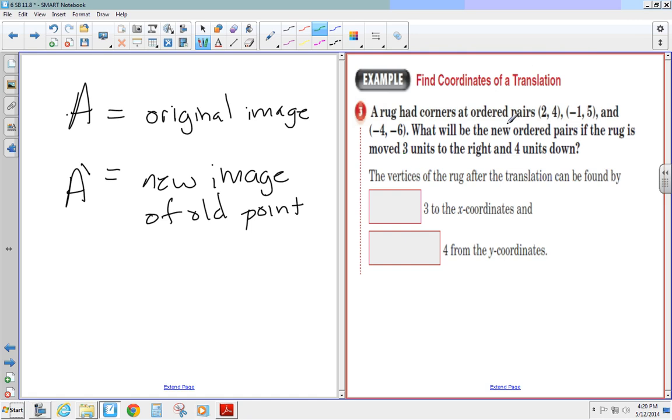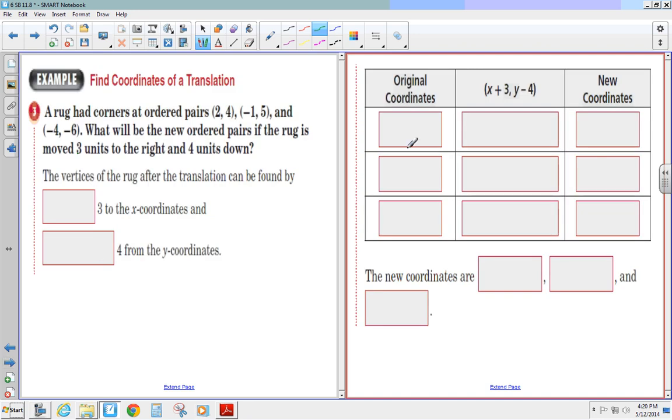All right, a rug had a corner at ordered pairs 2, 4, negative 1, 5, and negative 4, negative 6. What will the new ordered pairs be if the rug is moved 3 units to the right and 4 units down? Okay, so let's write the original: 2, 4, negative 1, 5, negative 4, negative 6. Like we did before, that's 2 plus 3, 4 minus 4. My new coordinate, 2 plus 3 is 5. 4 minus 4 is 0.